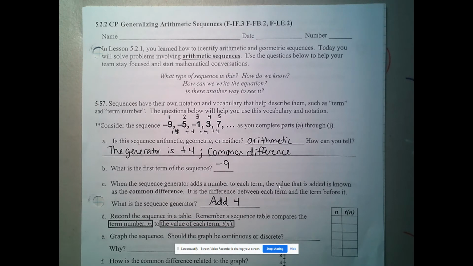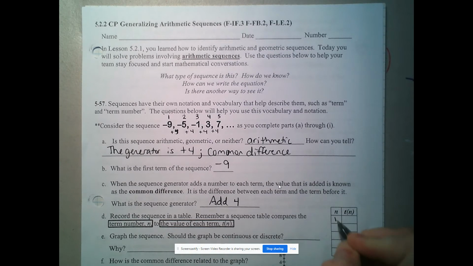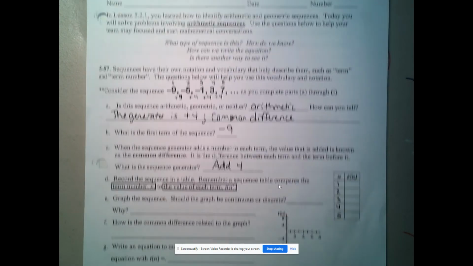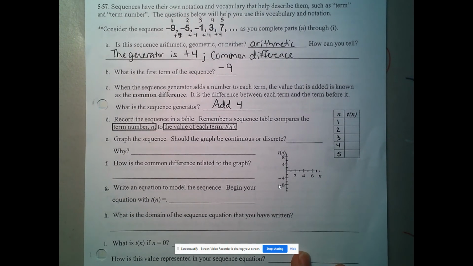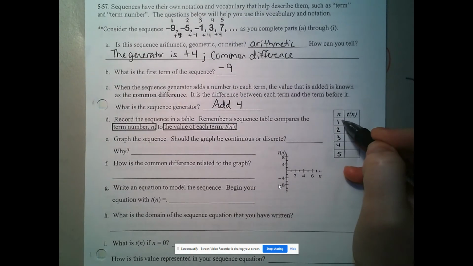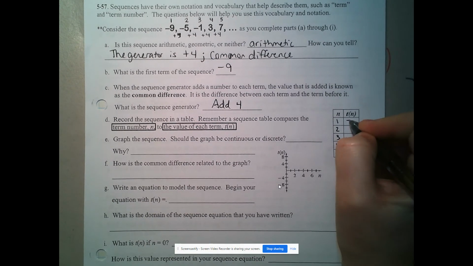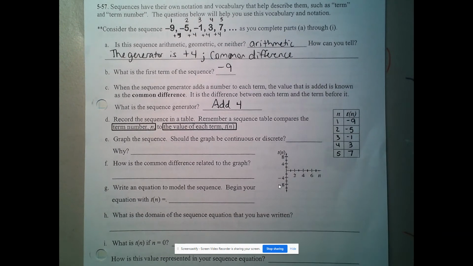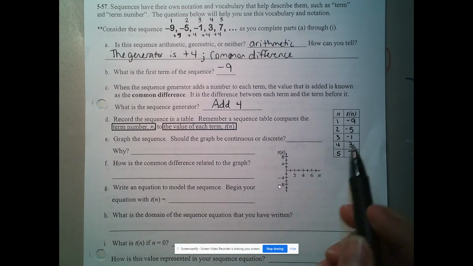Record the sequence in a table. Remember, a sequence table compares the term number n. So we've got 1, 2, 3, 4, 5, and the value of the term number. So like this is the result. It's kind of like when we had function notation f of n, it's the output. So if we're on term number 1, the output or the value is -9, -5. I'm copying these from the sequence itself. So the sequence is always generated from that outcome y column, t of n, f of x kind of column on the second one.